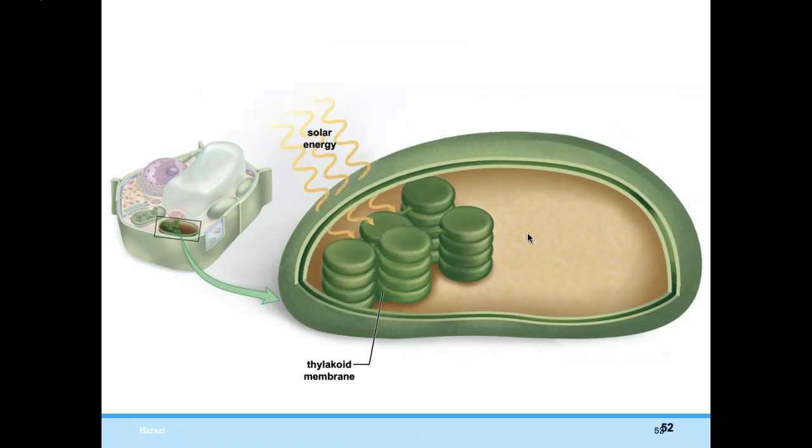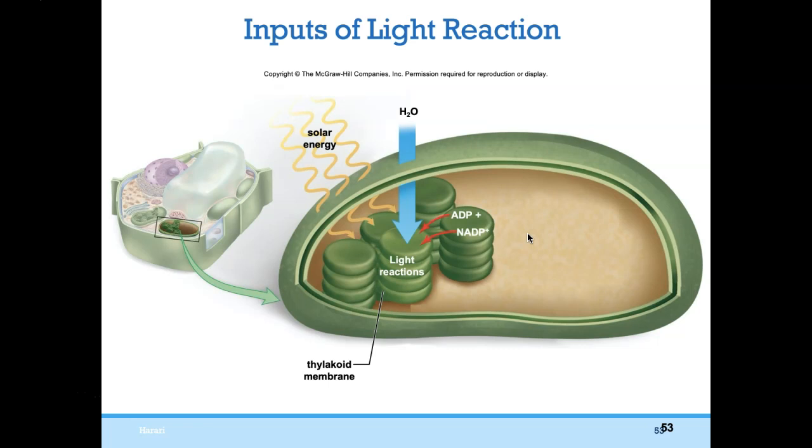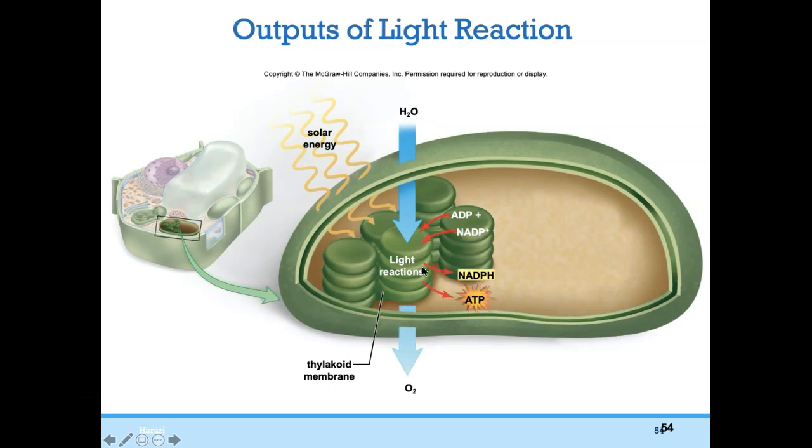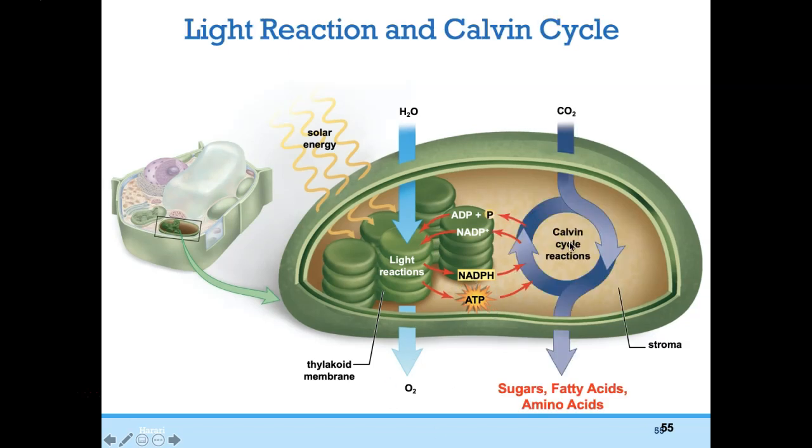So, final overview. We said that chlorophyll and the thylakoid membranes of a chloroplast have special electrons that get excited by solar energy from the sun. Input into the light reactions are water, ADP, and NADP+, and then we get powered versions of these molecules. We have NADPH and ATP. Out goes oxygen. The NADPH and the ATP get fed into the Calvin cycle reactions, as well as CO2.